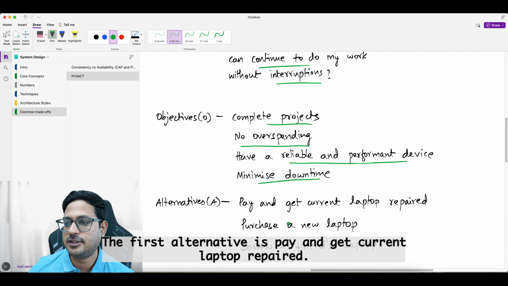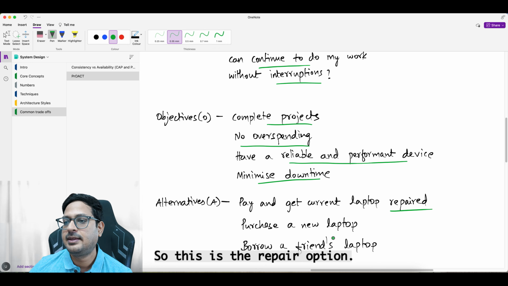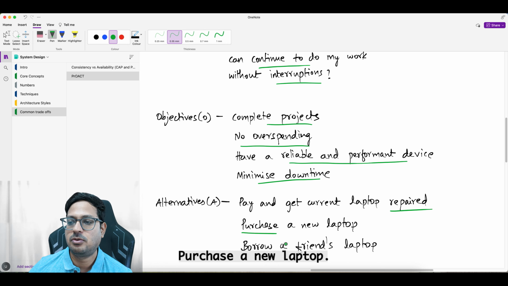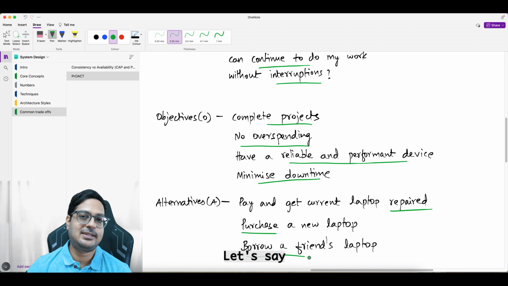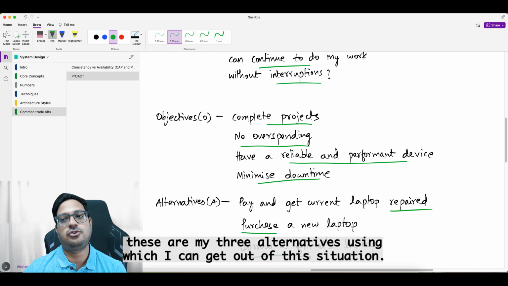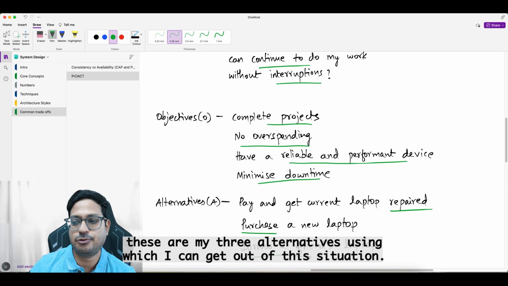The first alternative is pay and get the current laptop repaired. So this is the repair option. Purchase a new laptop, borrow a friend's laptop, right? Let's say these are my three alternatives using which I can get out of this situation.